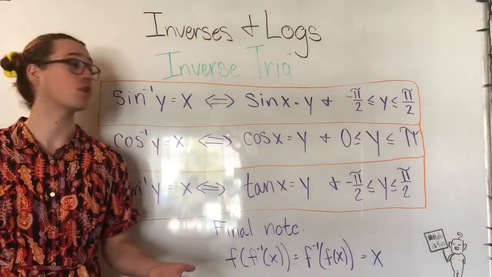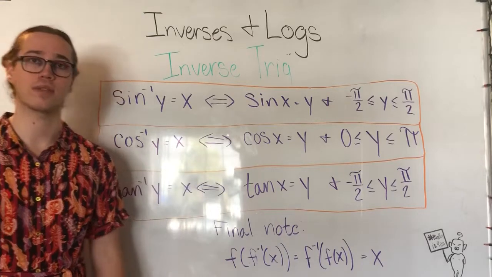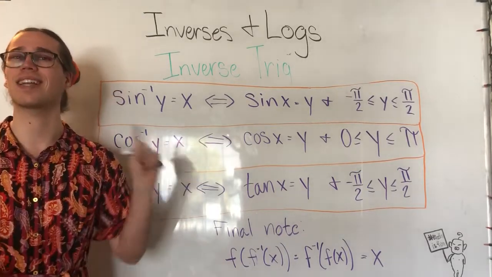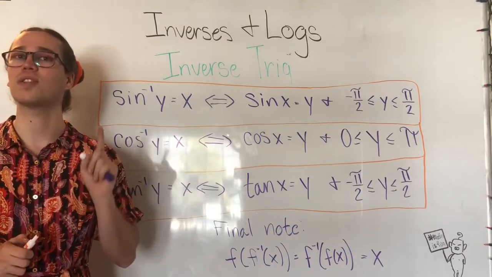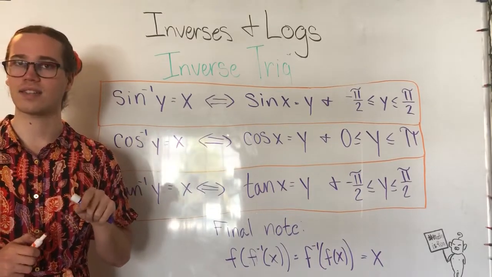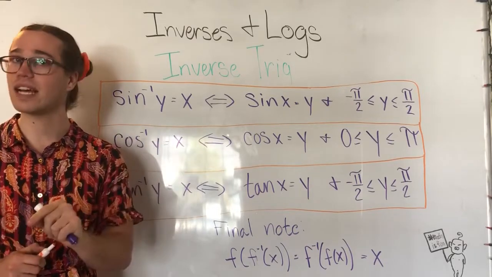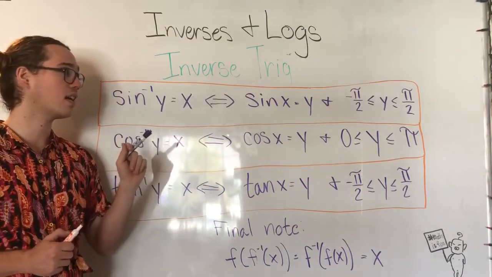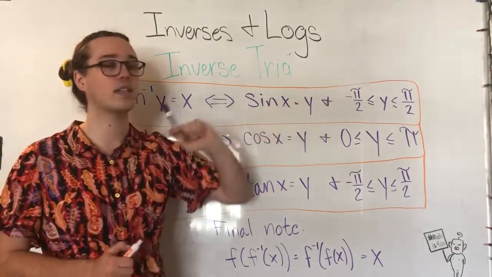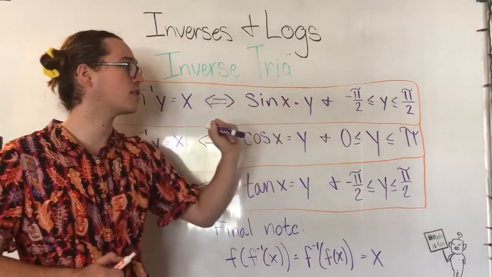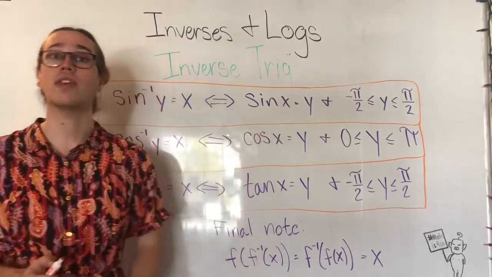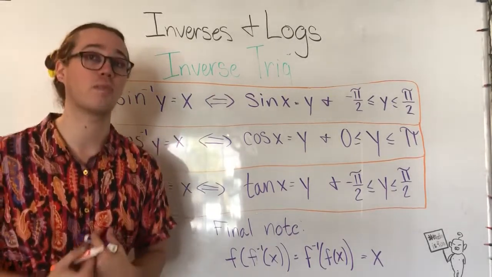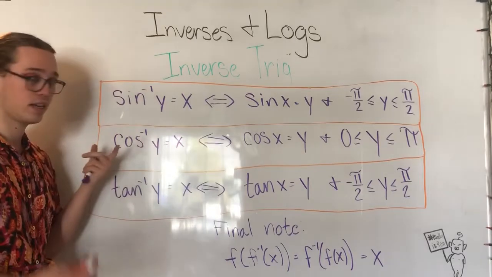So for this final little piece, we're covering inverse trig functions. Do not confuse these with our reciprocal trig functions. Sine inverse of x is not equal to cosecant of x. Cosecant of x is 1 over sine x. So we have sine inverse of y equals x if and only if sine of x equals y, and y has been restricted from negative pi over 2 to positive pi over 2. The only reason we have to do that is so that our function is still one-to-one and it will still be a function and invertible.